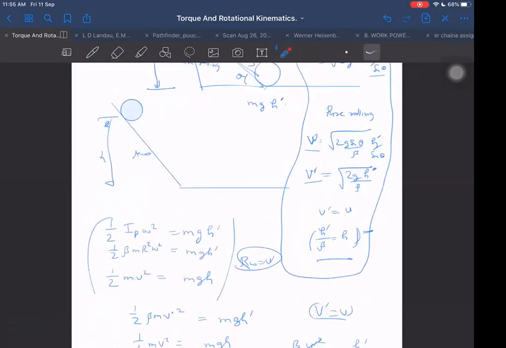It includes both terms. Which terms does it include? It includes half of m into VCM square, and it includes plus half of ICM into omega square, because it is our instantaneous axis of rotation. And about the instantaneous axis of rotation, that includes both the terms.